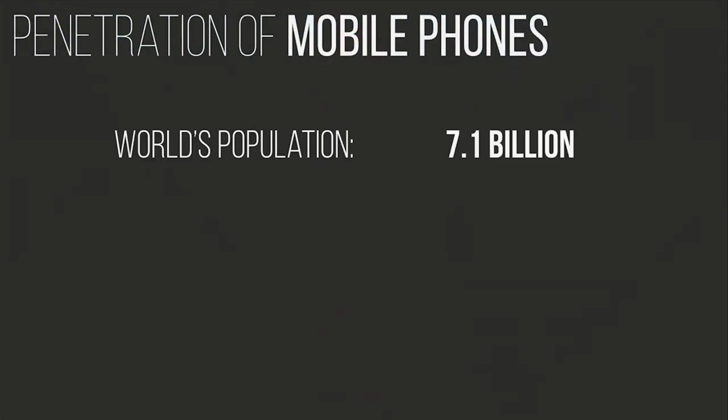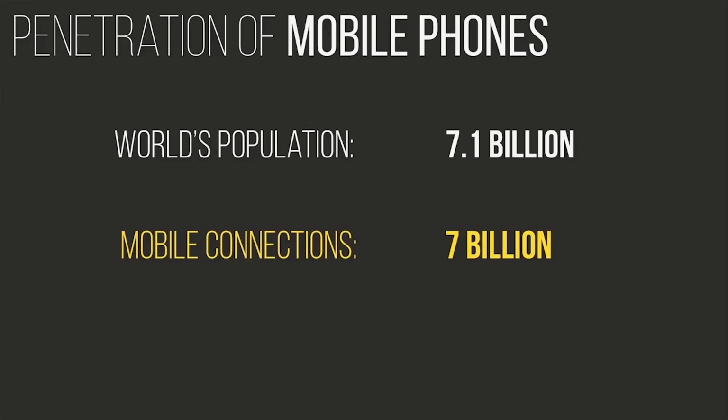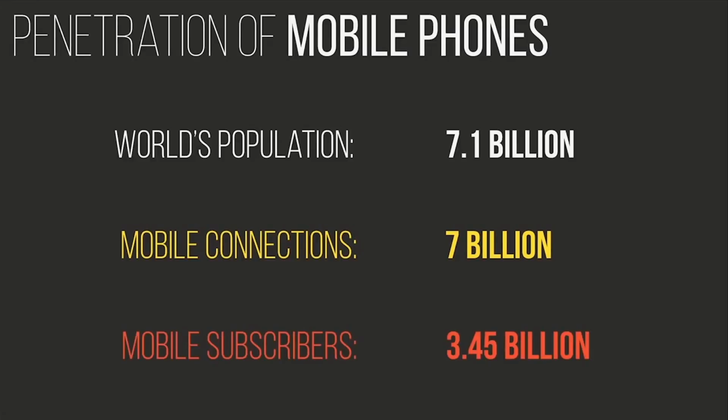I'll give you another example, penetration of mobile phones, and this is the one you're probably most familiar with. It's still staggering to me. There's 7.1 billion people living on this planet. There's 7 billion mobile phone connections. So 7 billion mobile phone lines spread out across 3.45 billion people.